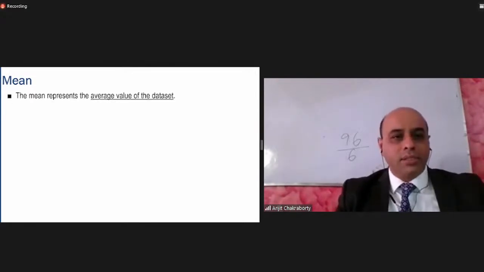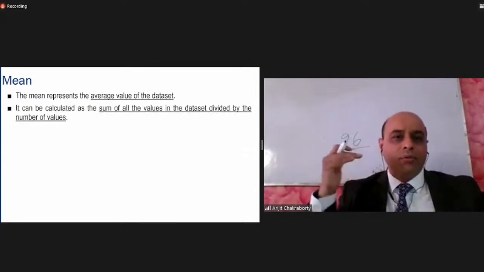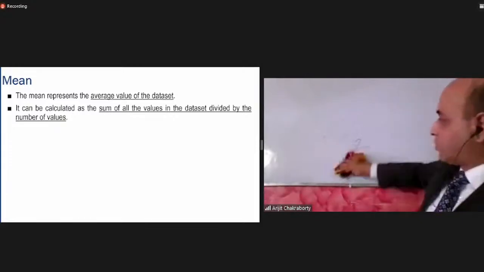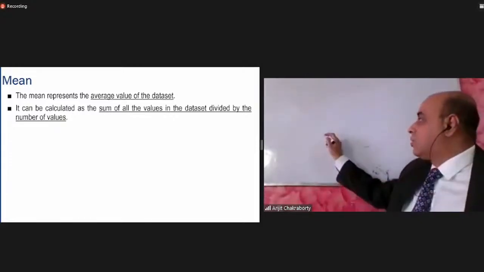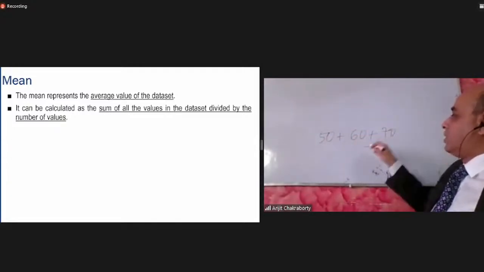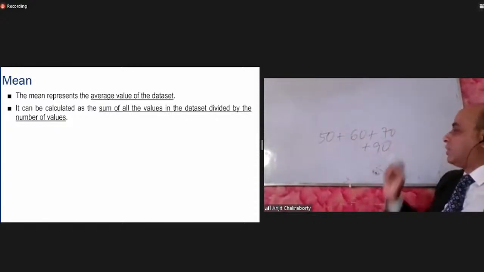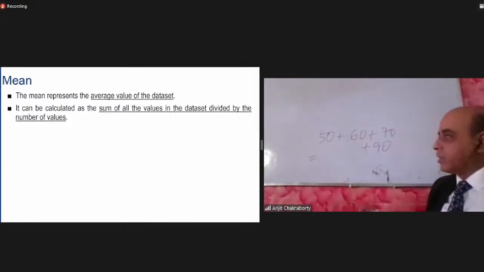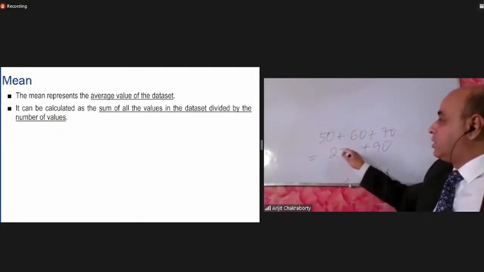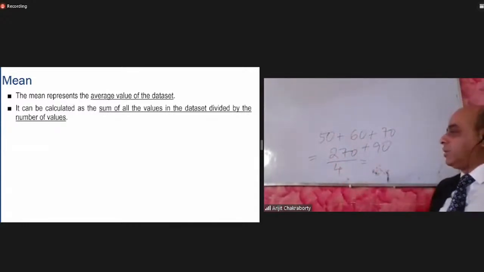Now let us look at mean. The mean represents the average value of the data. If you take one more example, someone has got 50, someone has got 60, someone has got 70, and a topper has got 90. So 50 plus 60 plus 70 plus 90. When we find the average, the sum comes to 270, divided by 4.